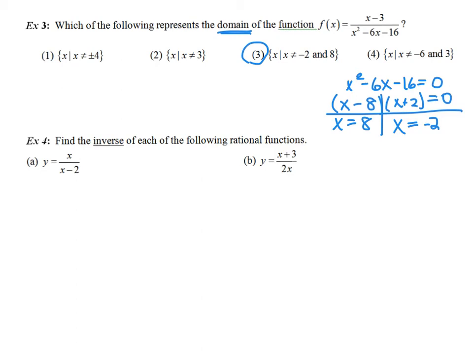For exercise number 4, we're going to go back to something that we haven't touched in a little while since our function chapter. We want to find the inverse of each function. So remember that when we're finding an inverse, step number 1 is always going to be to switch the x and the y in my equation. That's equivalent to graphically reflecting the function over the line y equals x. So when I do this switch, I'm going to have x is equal to y over y minus 2.